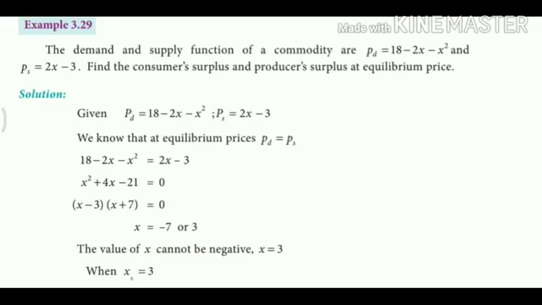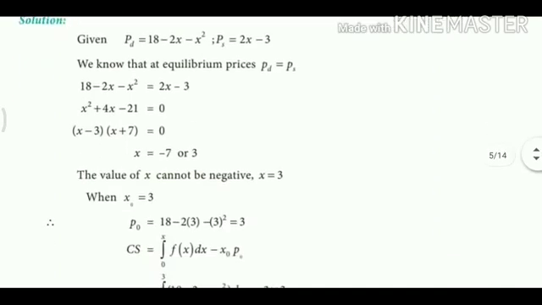We are going to find both things in this question using the condition that they are at equilibrium price. Given PD, the demand function, equals 18 minus 2x minus x square, and the supply function equals 2x minus 3. We know that at equilibrium price, the demand function is equal to the supply function. Therefore 18 minus 2x minus x square equals 2x minus 3. After simplifying this, that is taking everything to one side, we get the value of x equal to minus 3 or 3.